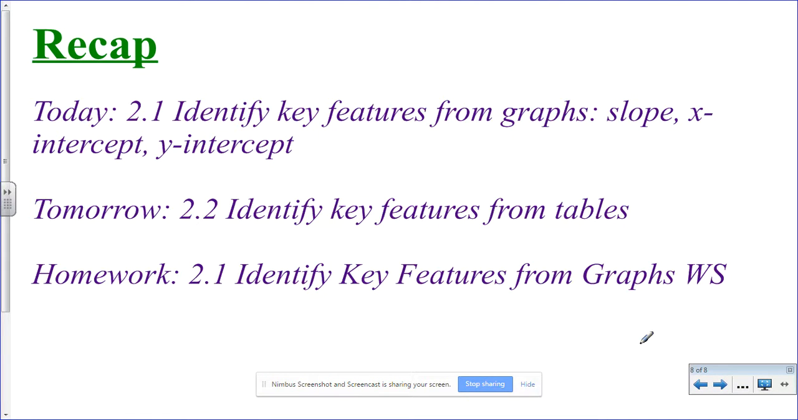So today we talked about key features. I apologize, that should be 3s there. But key features from graphs. Tomorrow we're going to talk about key features from tables. And today for homework, you have a worksheet identifying key features from graphs. Again, if you need extra help or want to go through those problems again, go ahead and play this video as many times as you want.